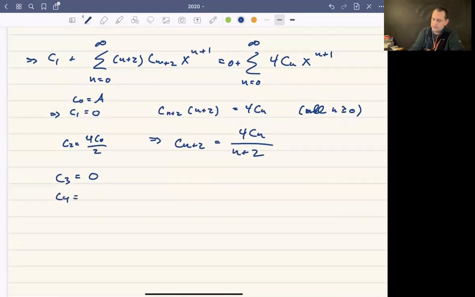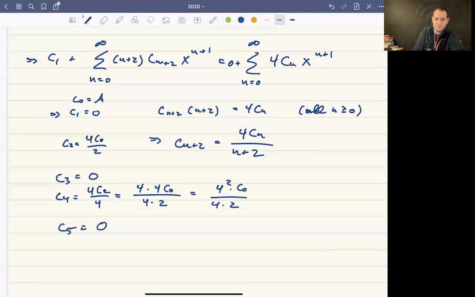C4 is going to be 4 times C2 over 4. So C2 was 4 times C0 over 2. So this is 4 squared times C0 over 4 times 2. C5 is going to be a multiple of C3.